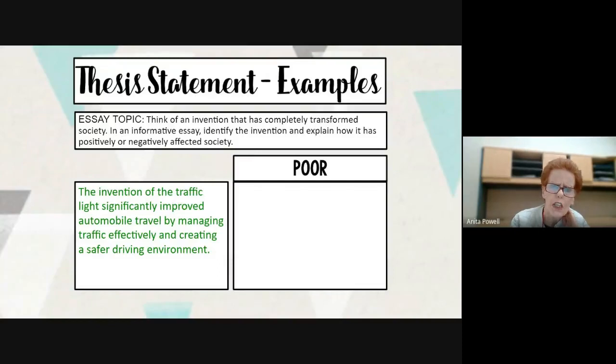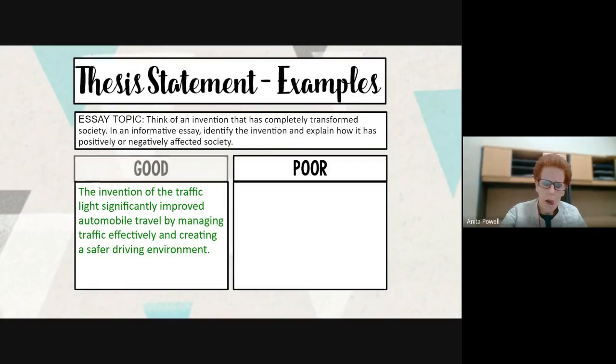Okay, thesis statements. Essay topics. Think of an invention that has completely transformed society. In an informative essay, identify the invention and explain how it has positively or negatively affected society. The invention of the traffic light significantly improved automobile travel by managing traffic effectively and creating a safer driving environment.